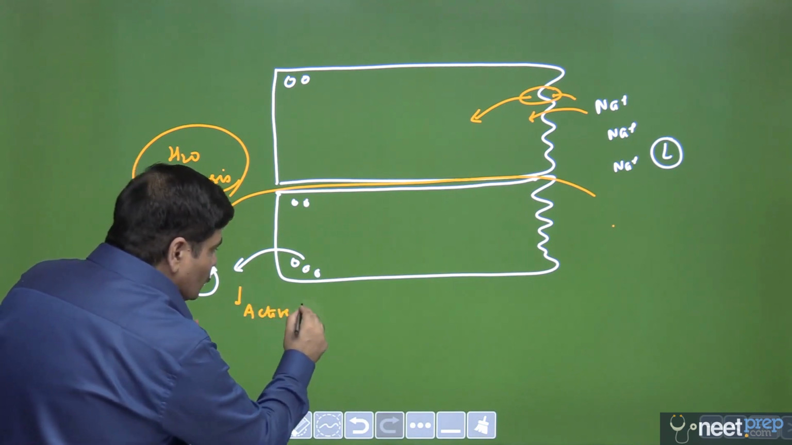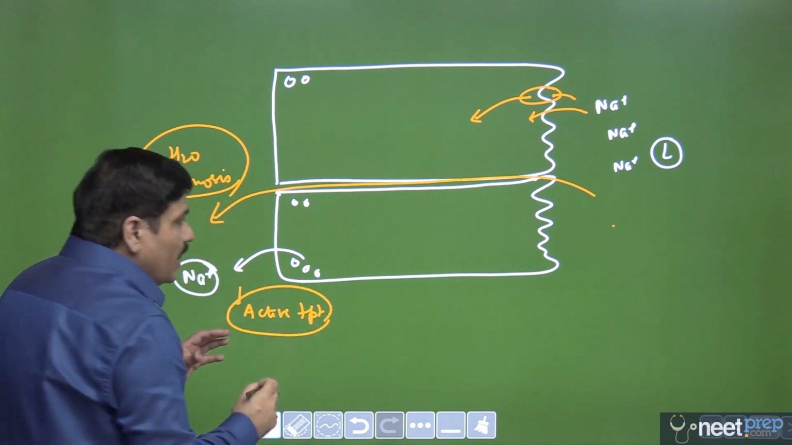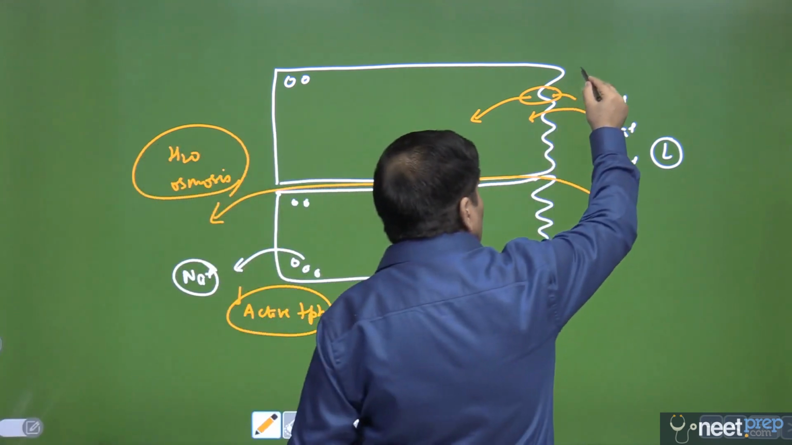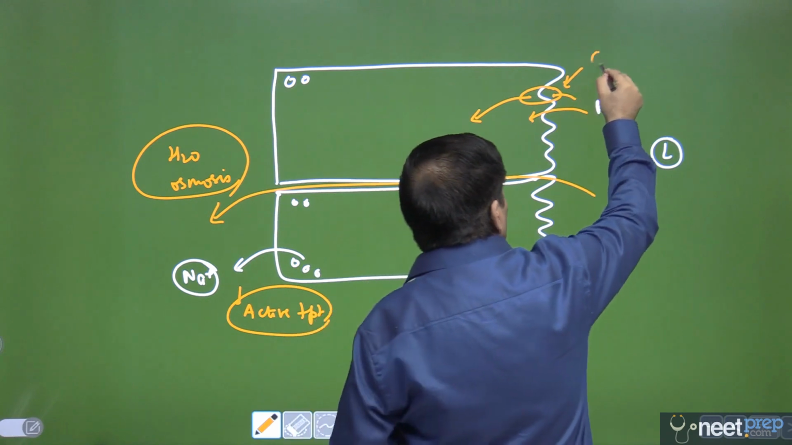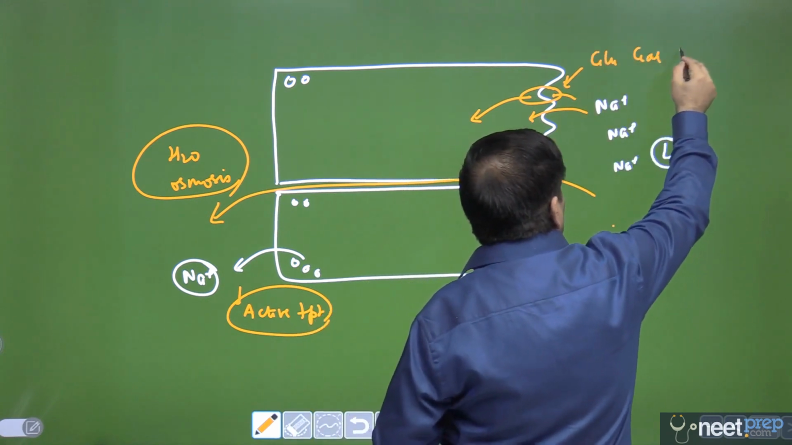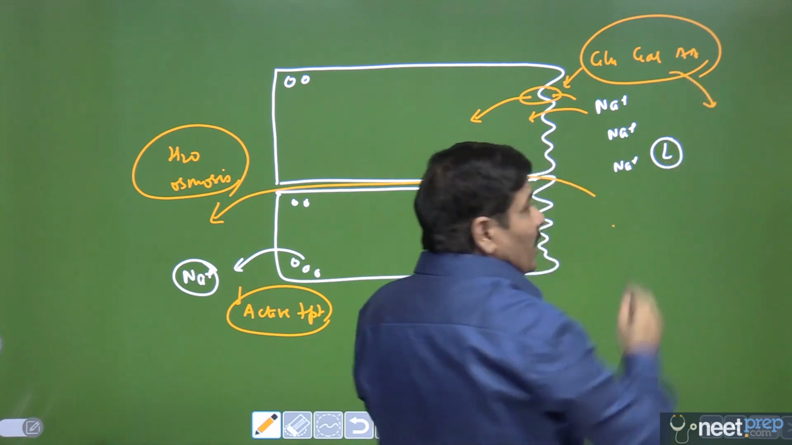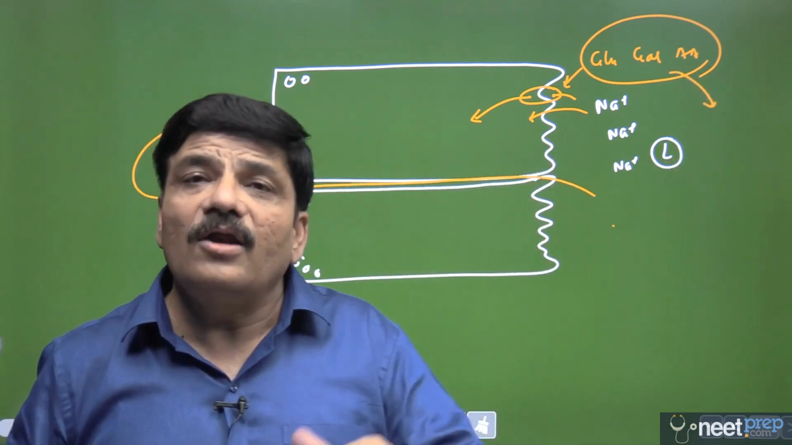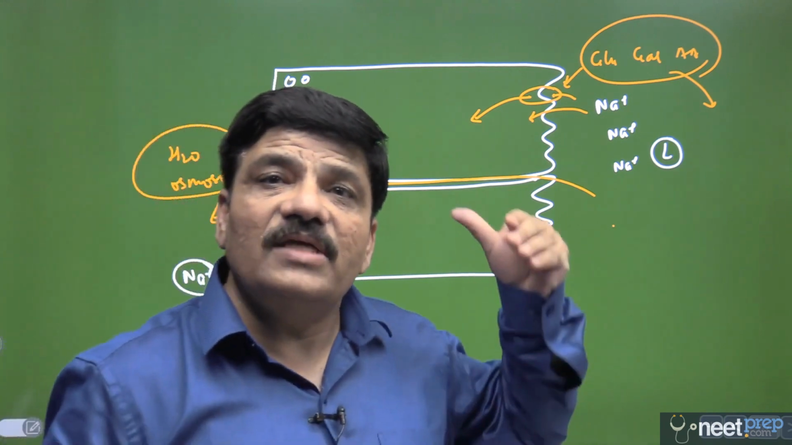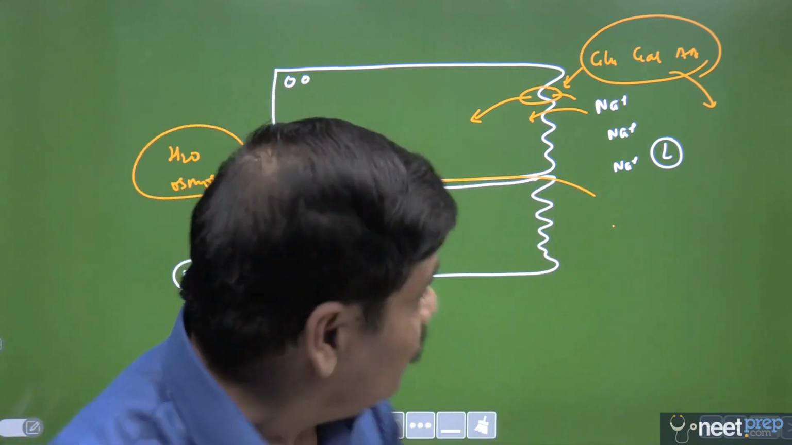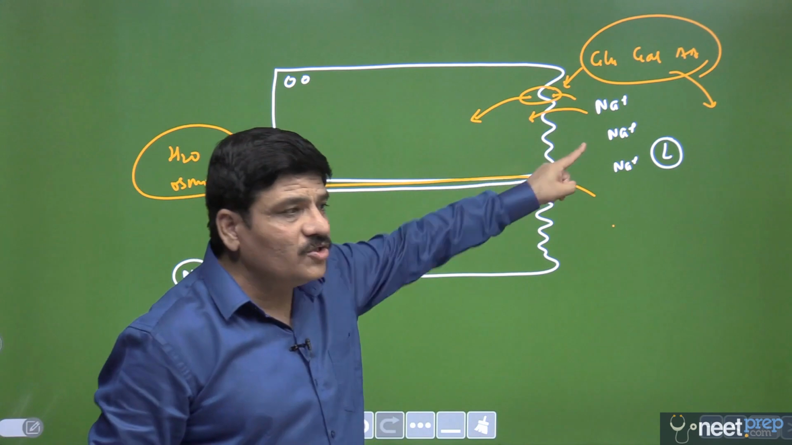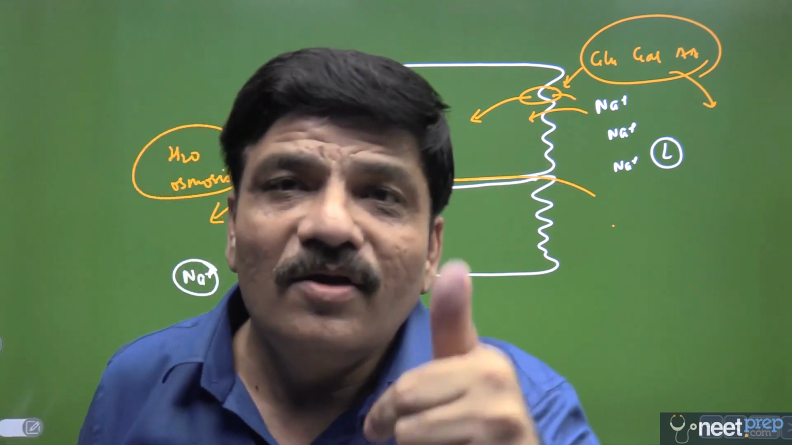So this is active transport at this end, and this transporter can actually transport along with it the glucose, galactose and amino acid, and therefore we say that glucose, galactose and amino acids are co-transported. This is a secondary active transport. Secondary active transport, it is a co-transport with sodium.